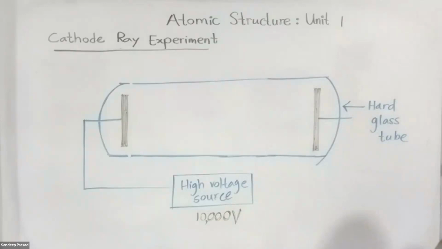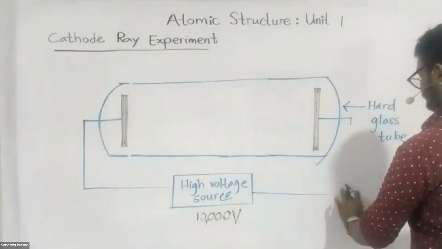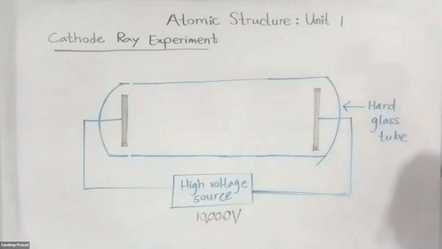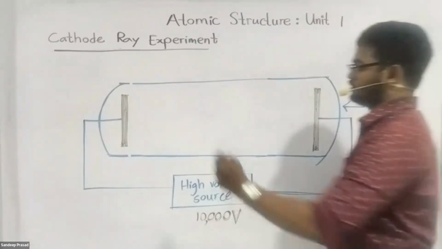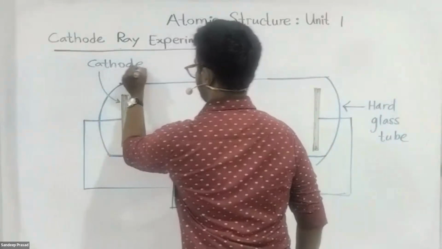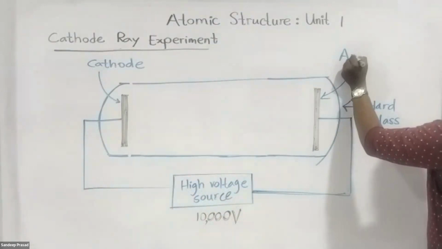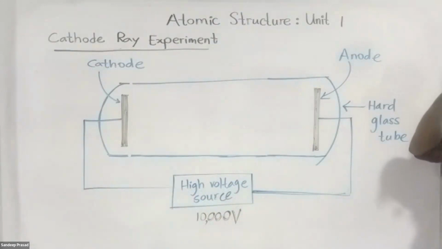And here in this way, now we have two metal plates, that means two electrodes, which are connected to the high voltage source. So one metal plate is known as what? Cathode. This is known as cathode, right? And this is known as anode, cathode and the anode. Can anyone tell me, what is the charge of the cathode?